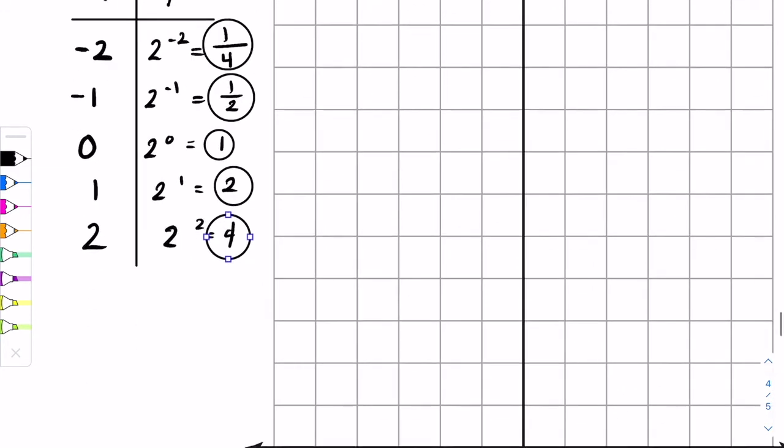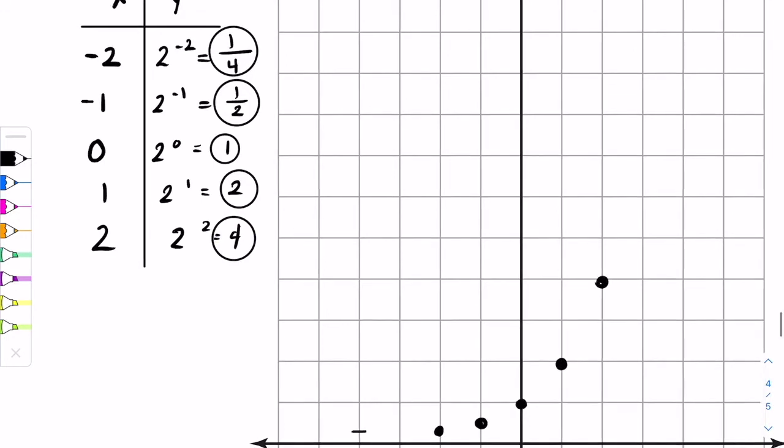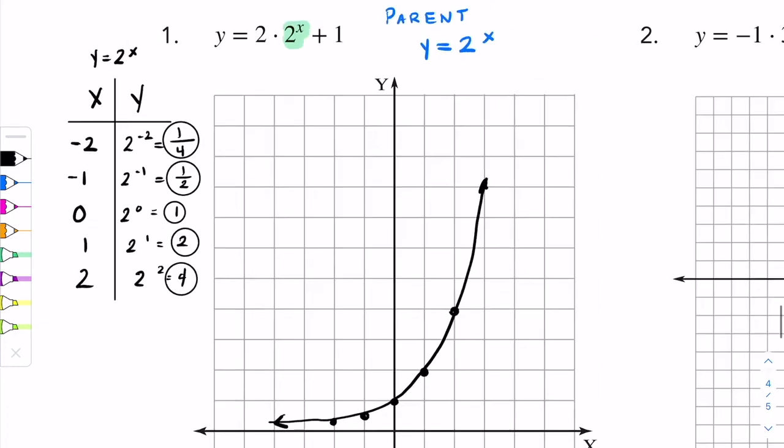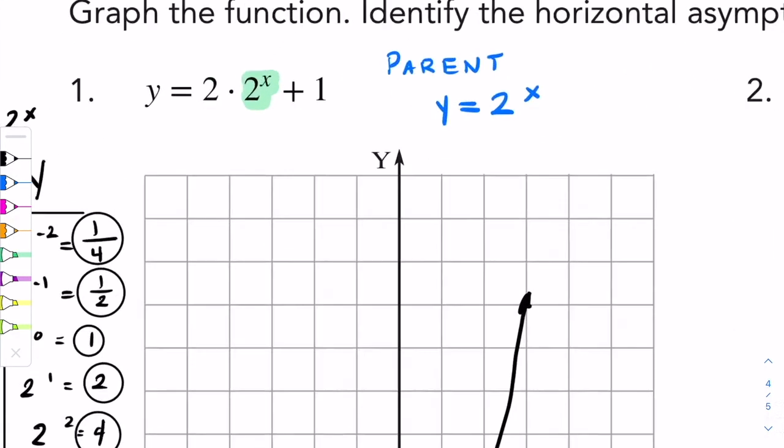Plot these points. We have a point at (-2, 1/4), (-1, 1/2), (0, 1), (1, 2), (2, 4). This graph never touches or crosses the horizontal asymptote, and it rapidly increases. So that's our parent function. Now we have to do our transformations.